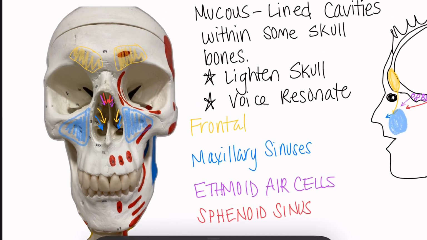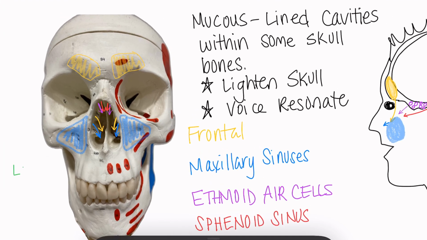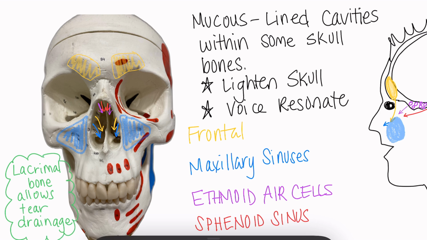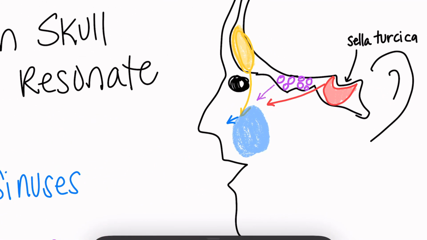The last thing I want to mention on here is that the lacrimal bone allows for the drainage of tears. Now, it's not considered to have a sinus in it, but it certainly has fluids that will then drain down into those nasal passages. So, the lacrimal bone allows tear drainage from your eye. And I'll just add one more arrow right here, like that. And then over on the right picture, we can show tears draining from your eyes.